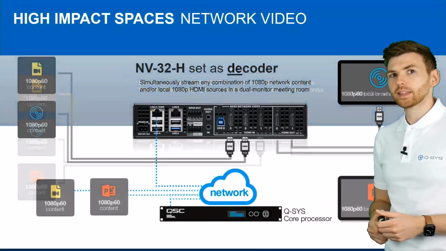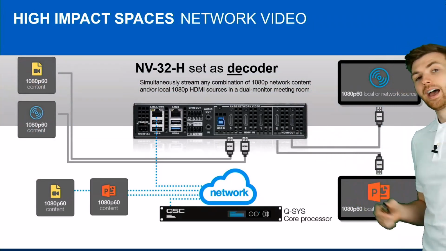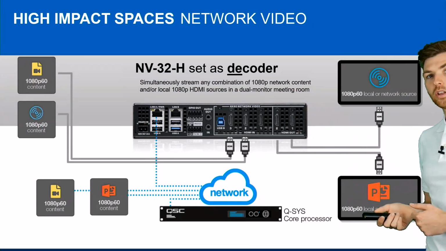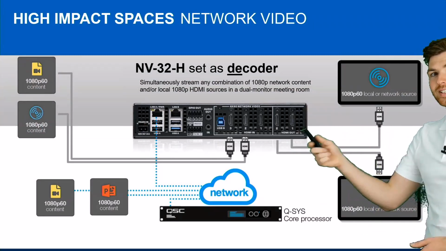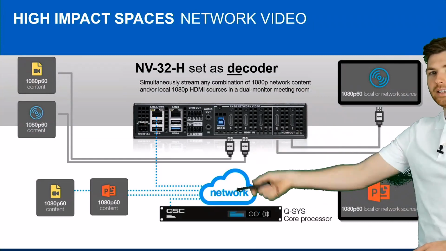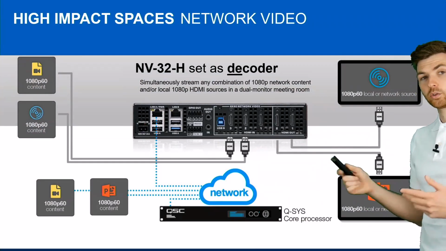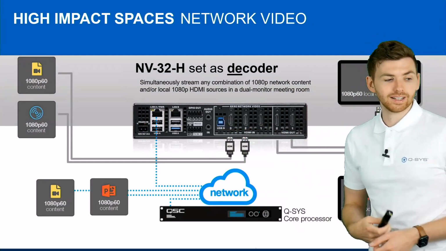Now as a decoder, it's the same kind of idea. We have 2 outputs, and up to 1080p60 resolution, both of these outputs can be active at the same time and be fully independent. So we've got 2 decoders. We can decode from any network source onto these outputs, and we can also switch between any network source and any local source on the decoder.